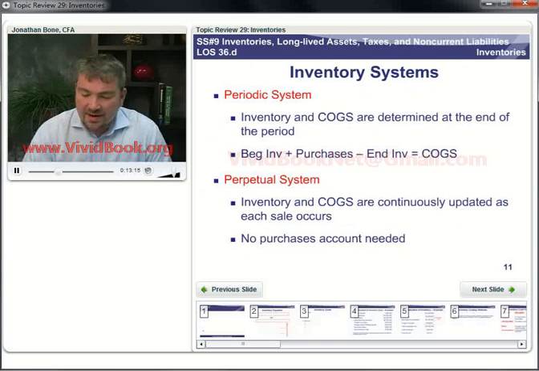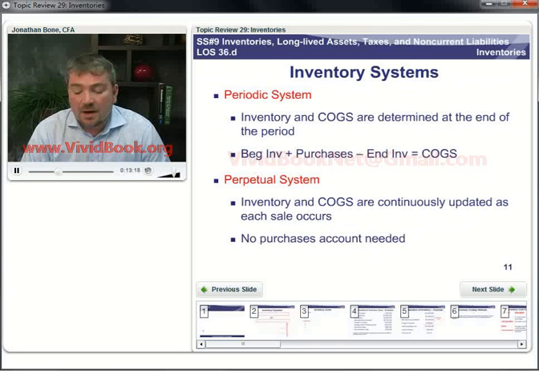Let's talk about our inventory systems now. And our LOS here asks us to calculate ending inventory and cost of goods sold under periodic inventory systems, and actually that's what we just did in the last example, but also perpetual inventory systems. Okay, now let's talk about our periodic first.